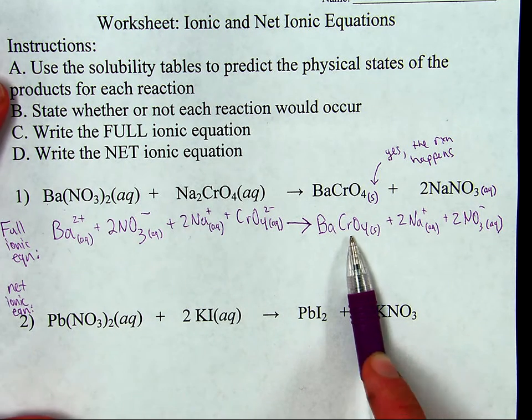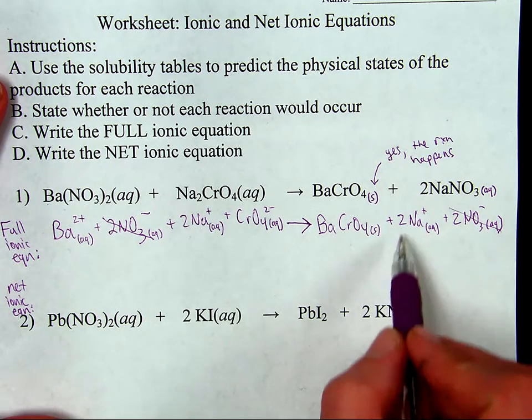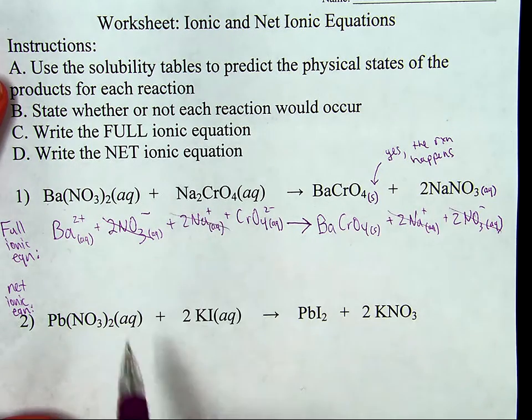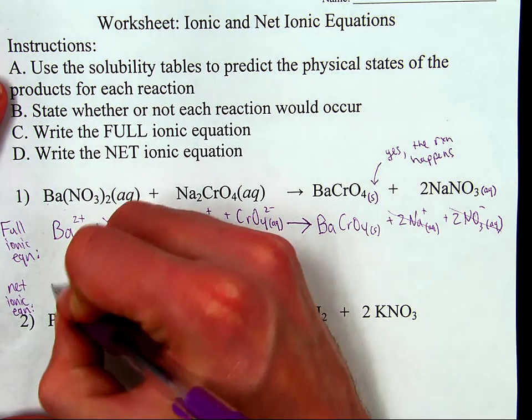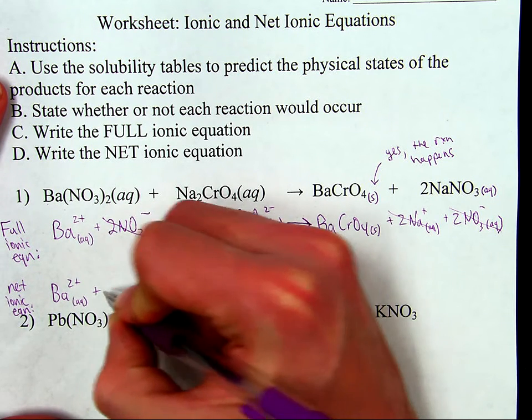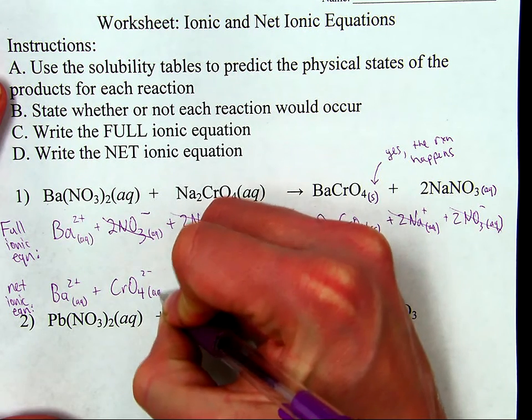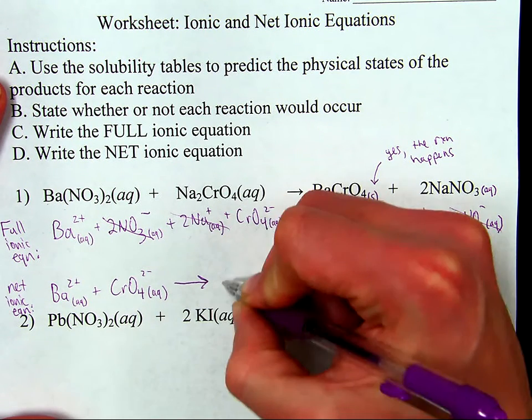Or the other way to go about it: two nitrates on this side, two nitrates on this side, two sodiums on this side, two sodiums on this side. What's that leave? Barium and chromate come together to make barium chromate.